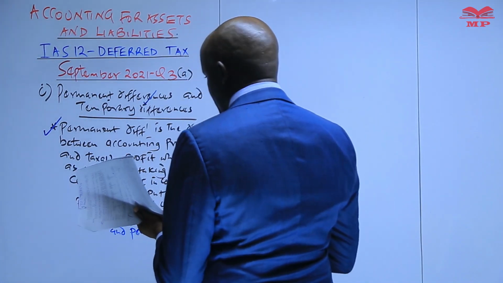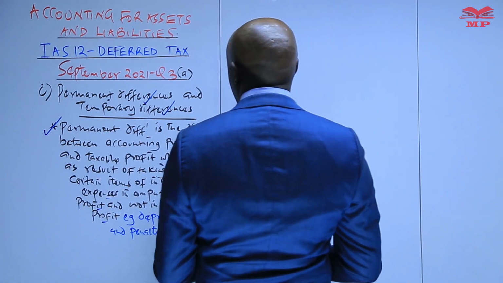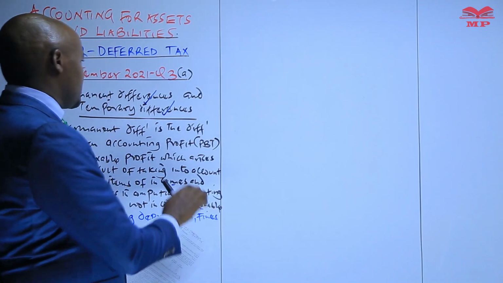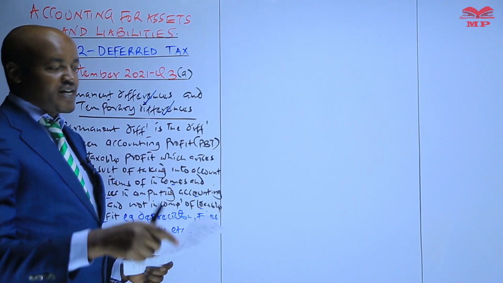Explain what is a permanent difference, and then from there we need to explain what is a temporary difference. Temporary difference is very simple because it is just the difference between the carrying amount and the tax base of assets and liabilities.